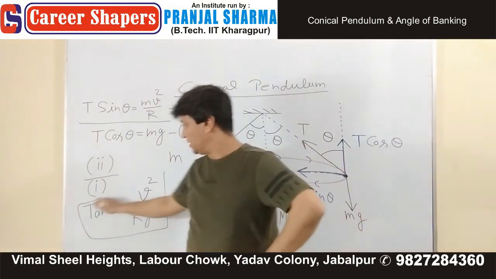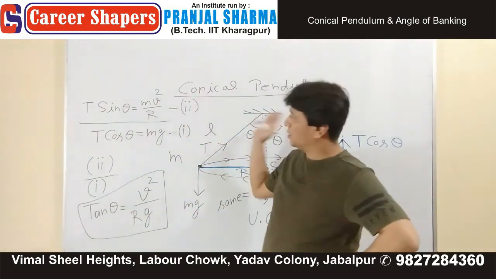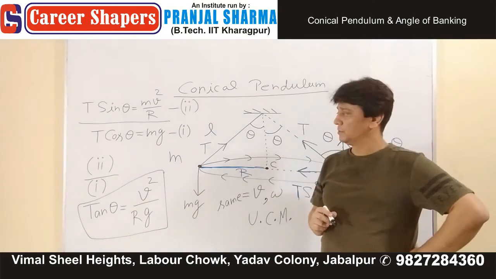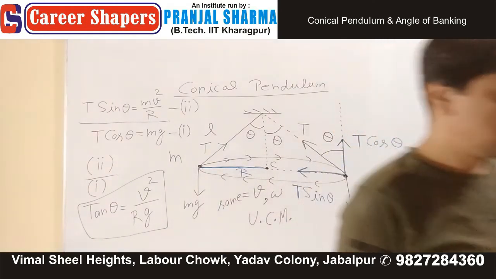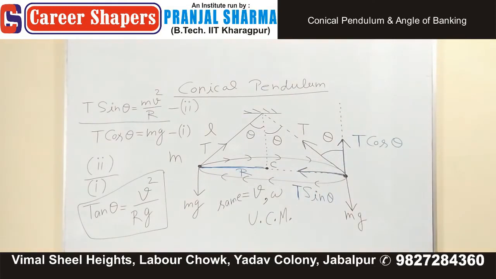Very important result for conical pendulum. Note down this. Tan theta is coming V square upon RG.